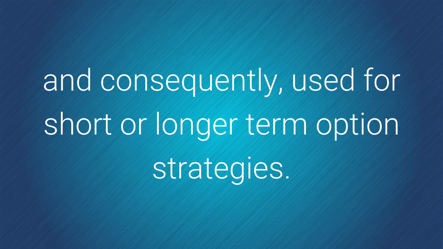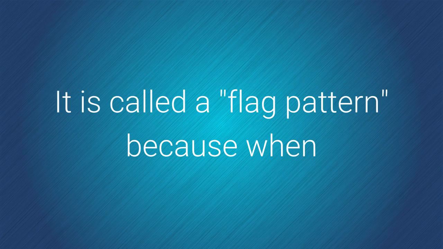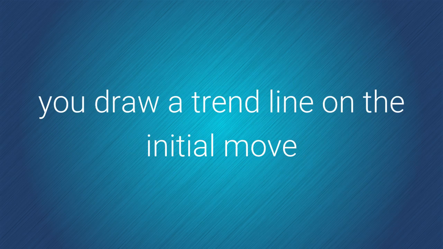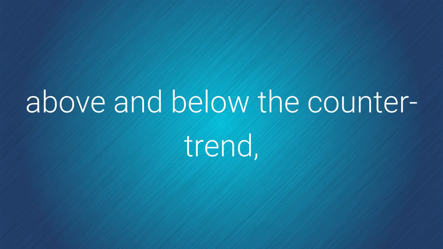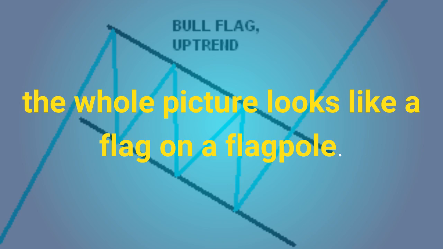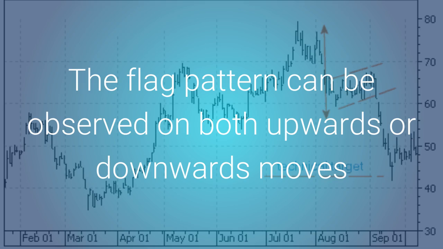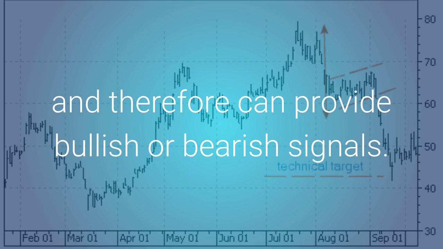It is called a flag pattern because when you draw a trend line on the initial move and then add it to your parallel support and resistance lines above and below the counter trend, the whole picture looks like a flag on a flagpole. The flag pattern can be observed on both upwards or downwards moves and therefore can provide bullish or bearish signals.